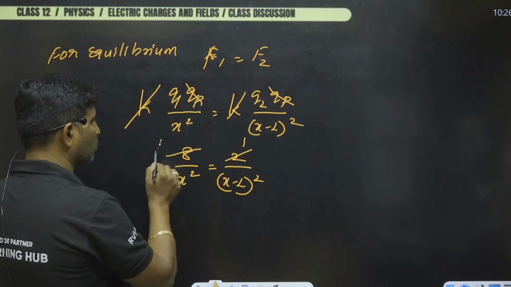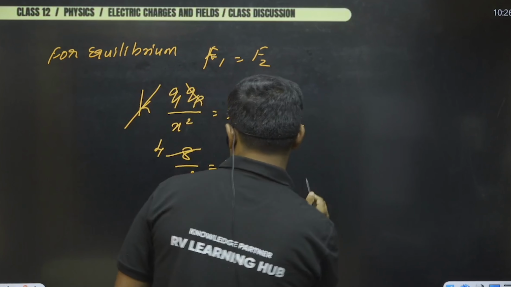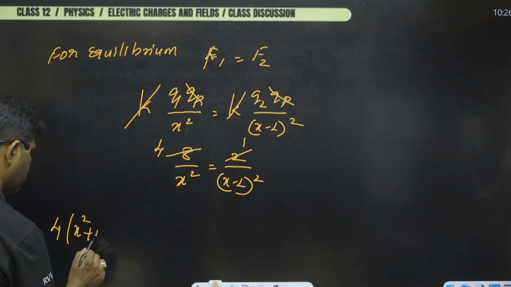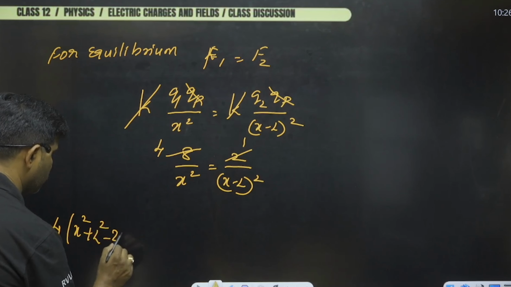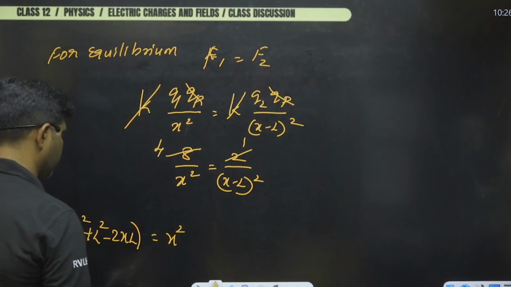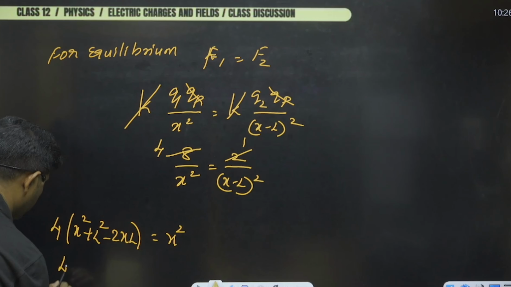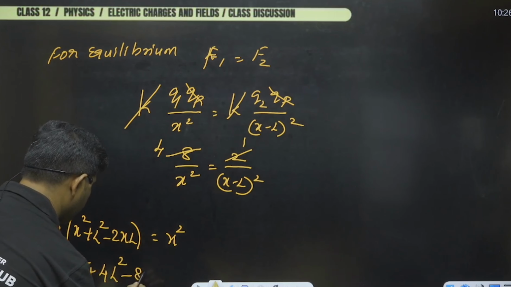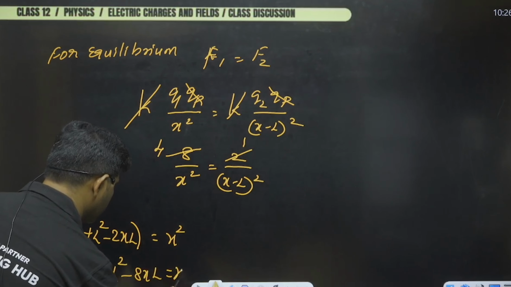Two ones are two, two fours are eight here. So just do cross multiplication. You will get 4 into x square plus L square minus 2 into x into L equal to x square here. So when we multiply and expand, 4x square plus 4L square minus 8xL is equal to x square.